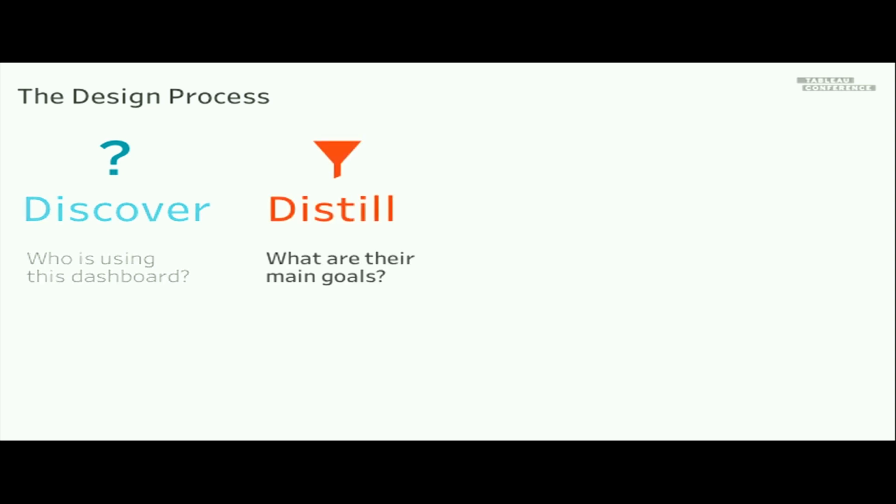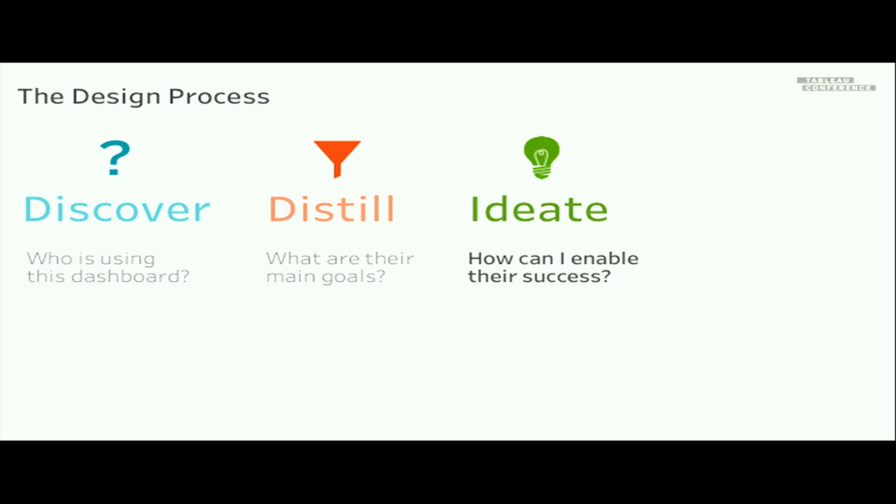Let's get started. There are 4 parts of this process. First, we have discover. Here, we're understanding who is going to be using the dashboard. We're going to be gathering a ton of information from our users and discovering what they need to do with their data. Next, we have distill. Here, we're going to find patterns in our notes and come up with a couple main goals that the dashboard should accomplish.